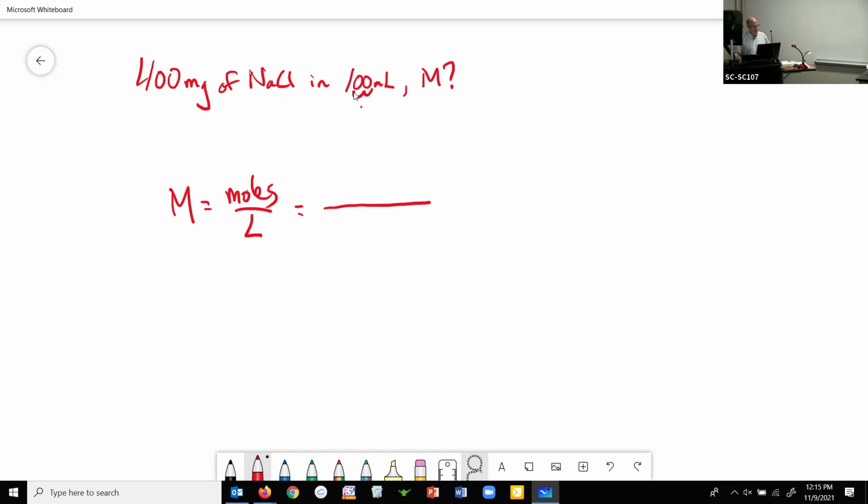Volume, we moved the decimal point 3 times. We got 0.1 liters. 400 milligrams, we moved the decimal point 3 times. That gets us 0.4 grams.